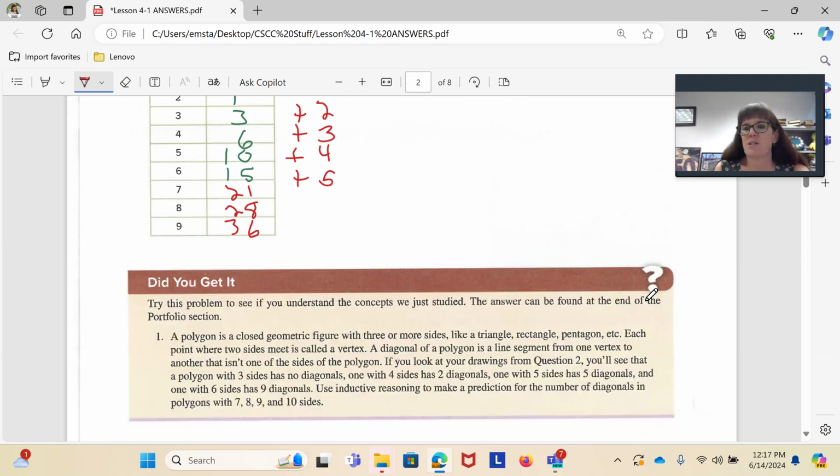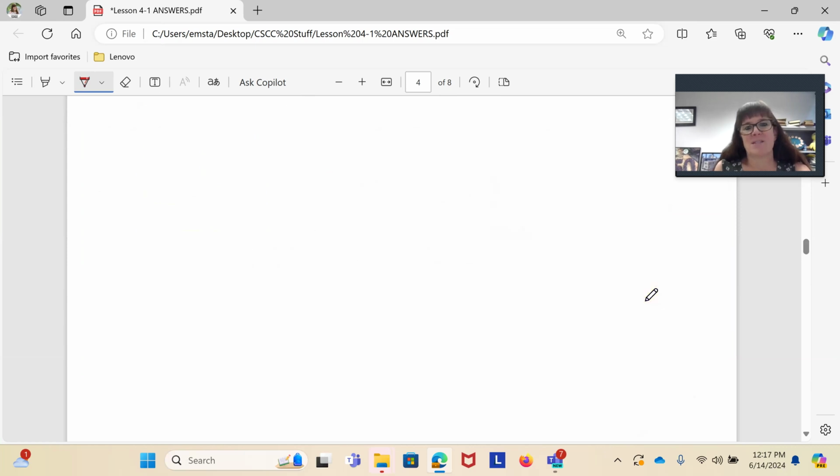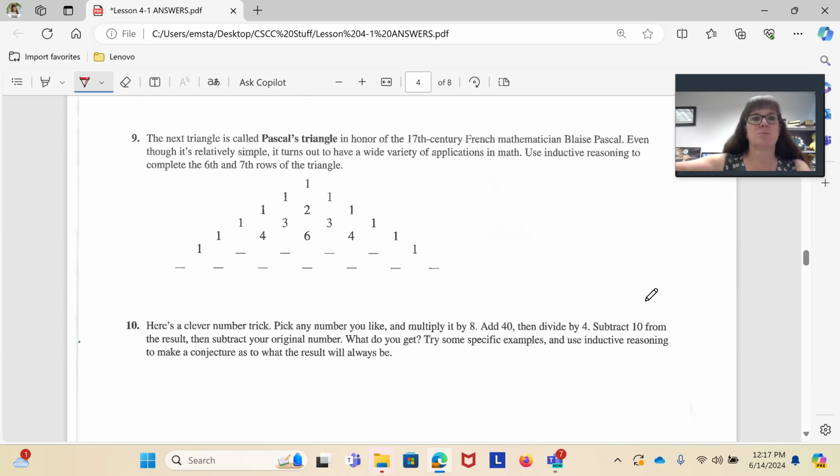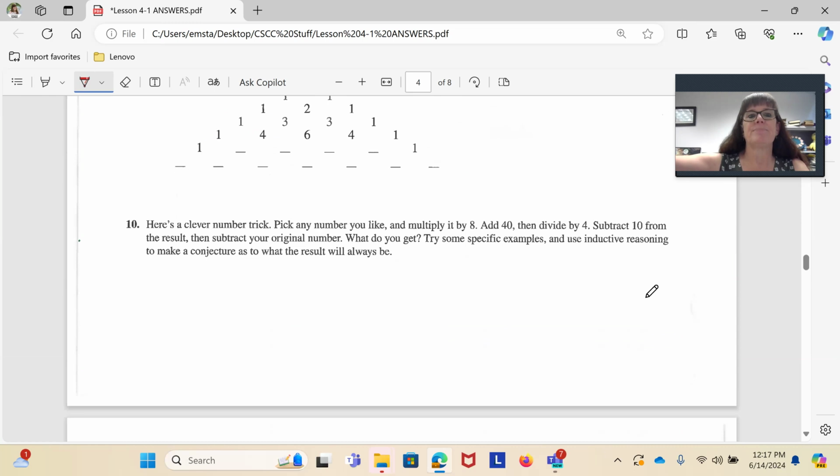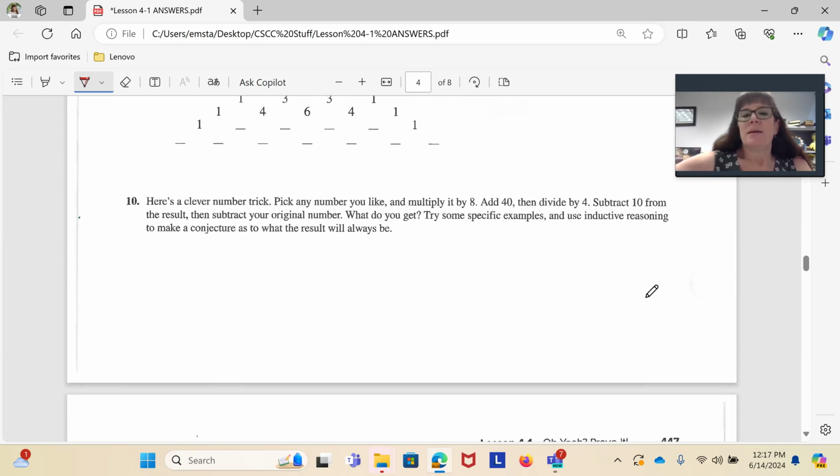The other one I wanted to do from the group work together, because they use it in the classwork, is number 10. Number 10 asks us to work through an example. It says, pick any number you like. Let's do 5. 5s are fun to work with. Multiply by 8.